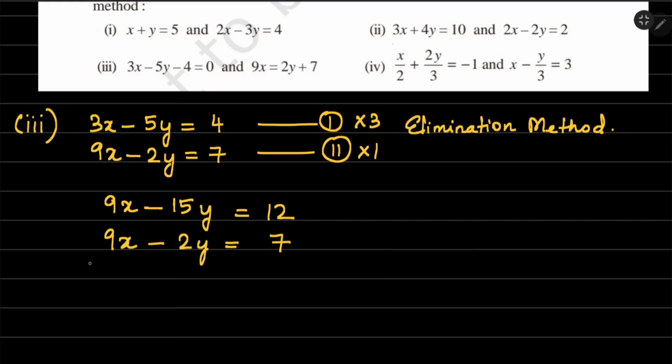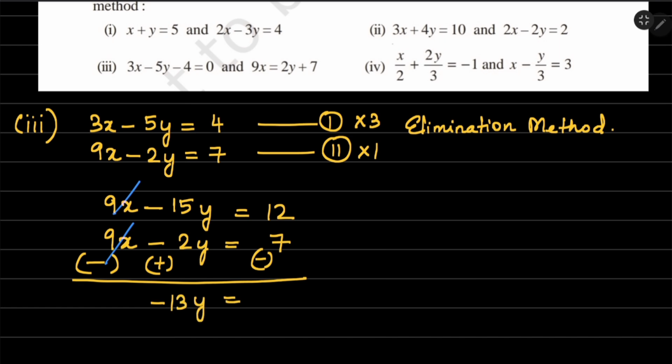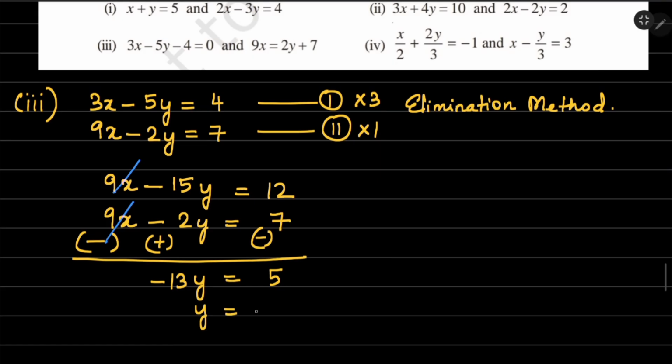And I'm subtracting it, so I'll change the sign. Okay, so now what will happen? Plus 9x minus 9x will get cancelled. What is minus 15 plus 2? It is minus 13y is equal to 12 minus 7. It is 5 plus 5. Okay, so what is y? Y is nothing but minus 5 by 13.